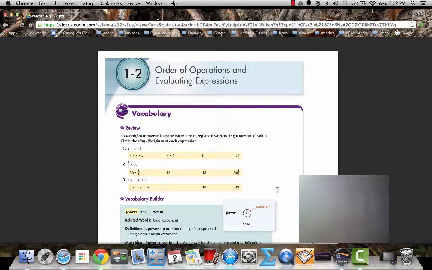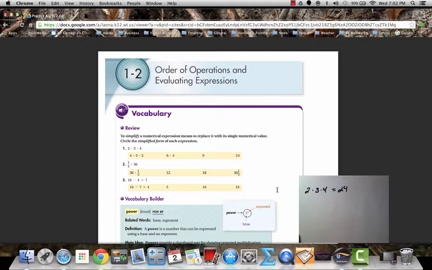This is Chapter 1, Section 2. Let's take a look at how we simplify equations or expressions into the simplified form. Take a look at 2 times 3 times 4. Its simplified form is going to be when we multiply each of these together to come up with an answer. So 2 times 3 is 6, times 4 is 24.